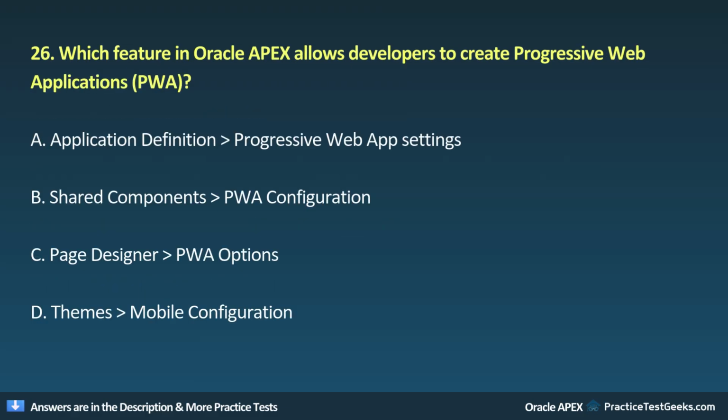26. Which feature in Oracle Apex allows developers to create progressive web applications, PWA? A. Application definition, progressive web app settings. B. Shared components, PWA configuration. C. Page design, PWA options. D. Themes, mobile configuration.